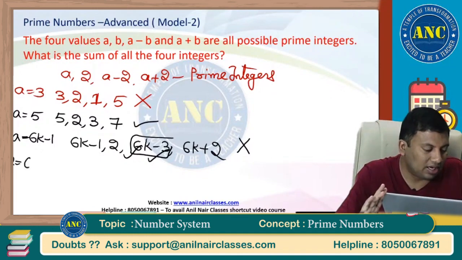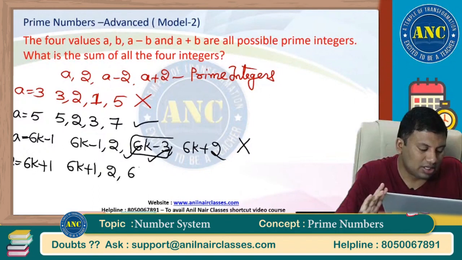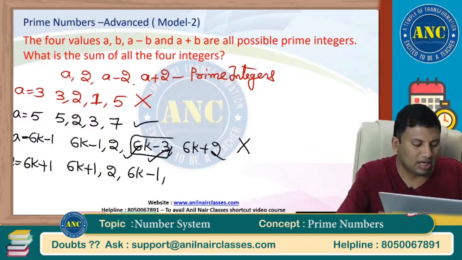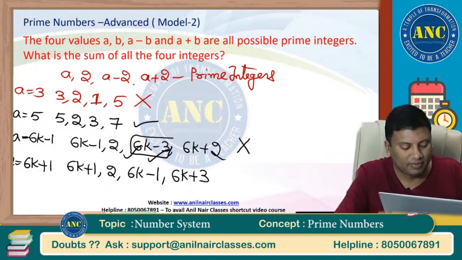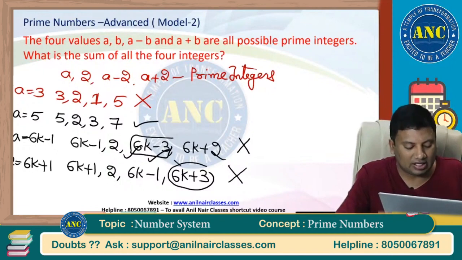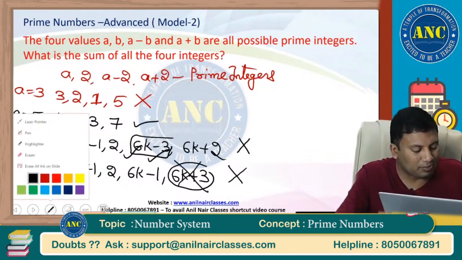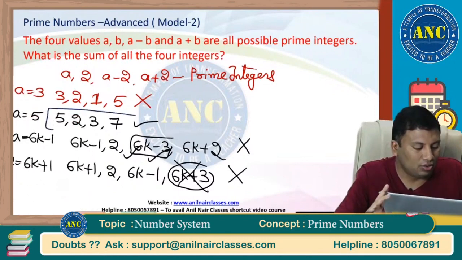Next, another case: 6k plus 1, comma 2, 6k plus 1 minus 2, 6k plus 1 plus 2, 6k plus 3. 6k is divisible by 3, plus 3 divisible by 3. The answer will be divisible by 3. So, the only case which is possible is 5, 2, 3, 7.